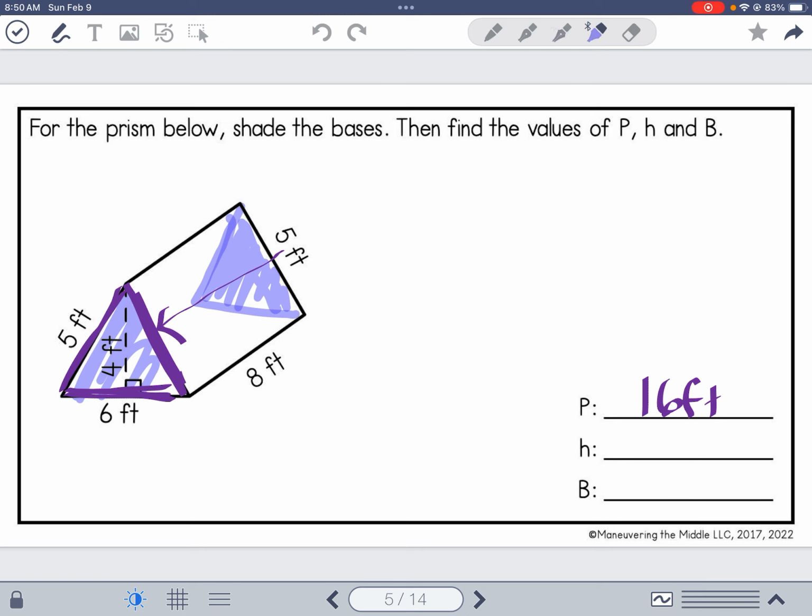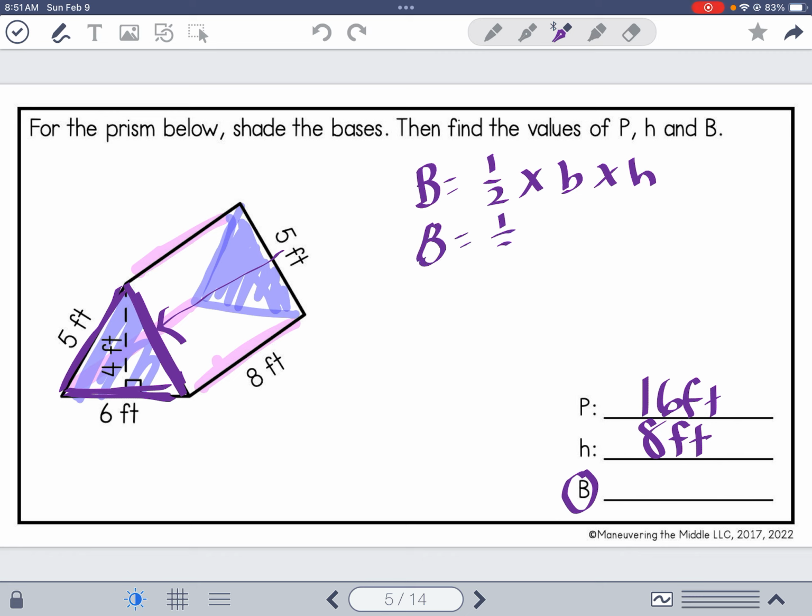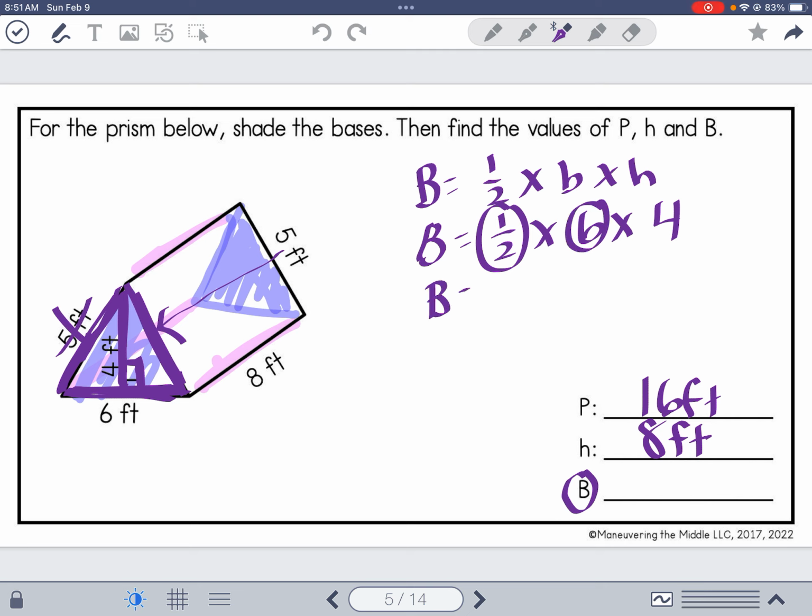To find the height, I would do the distance between my 2 bases, which is 8 feet. And to find big B, remember big B is not the same as little b, we would do big B equals 1/2 times base times height. 1/2 times the base of my triangle is 6. The height of my triangle, because there's my right angle, remember we're not going to use this slant because that's dog water, is 4. Half of 6 is 3, and 3 times 4 is 12.